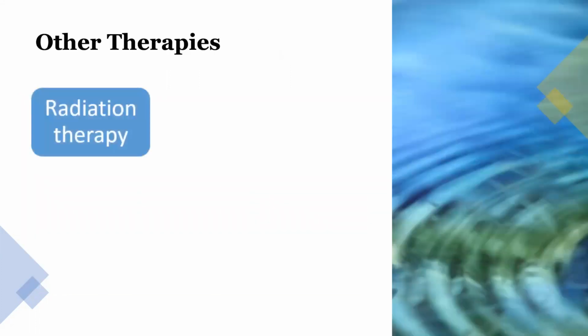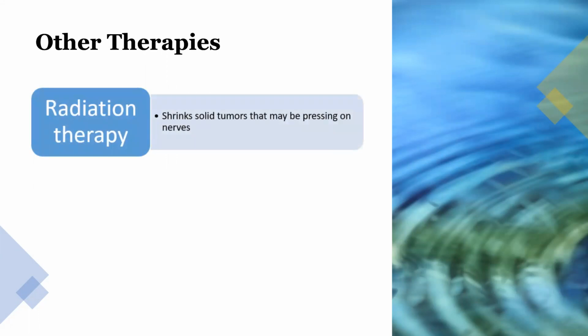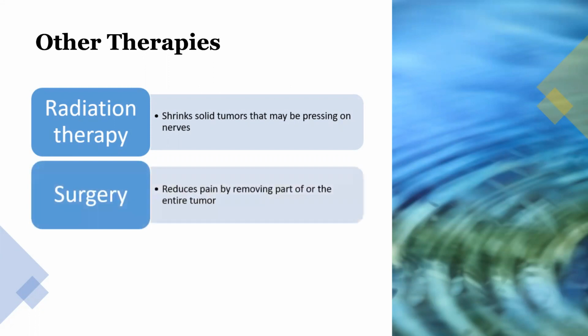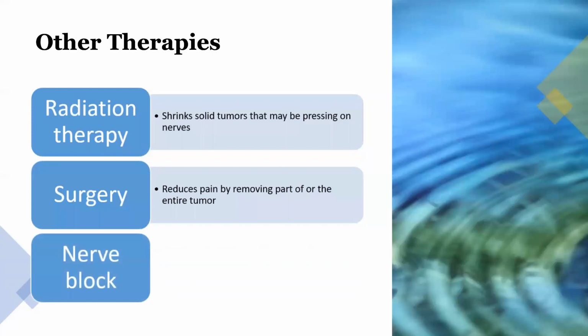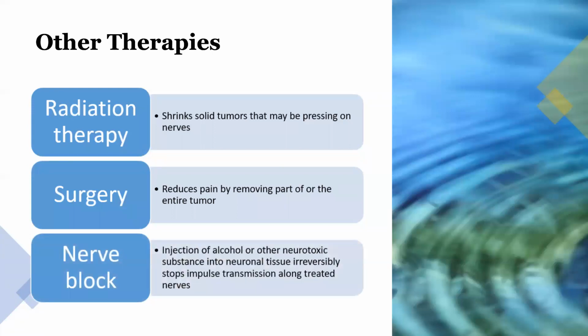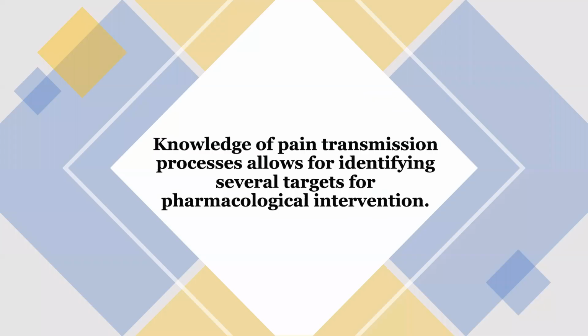Other therapies include radiation therapy, which shrinks solid tumors that may be pressing on the nerves. We can do surgery for the pain, which reduces the pain by removing part or all of the tumor. We can use a nerve block, that is injection of alcohol or other neurotoxic substances into the neuronal tissue, which irreversibly stops impulse transmission along the treated nerves.